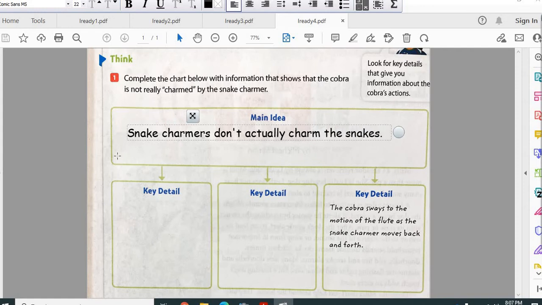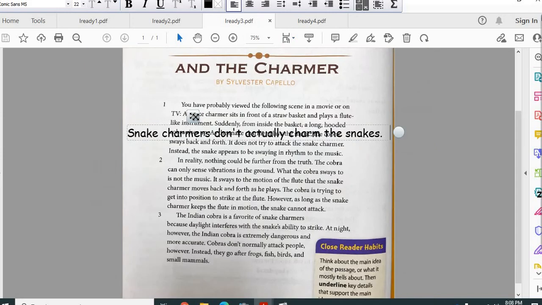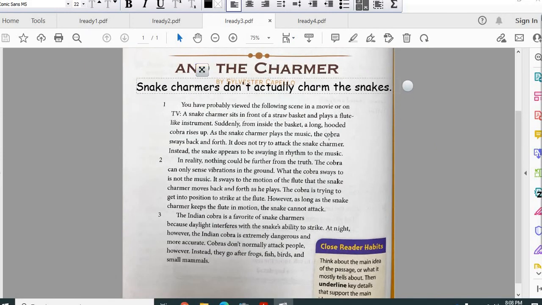That's the main idea. So if the main idea is that snake charmers don't actually charm snakes, then what were some key details that prove that? They've already figured one out, that the cobra sways to the motion of the flute as the snake charmer moves back and forth. That was one way that it's proving that. That's all the cobra's really doing. But can anybody find any other key details that would prove that they don't actually charm them? Let's go back and look. I'm going to move this away just so we can look.